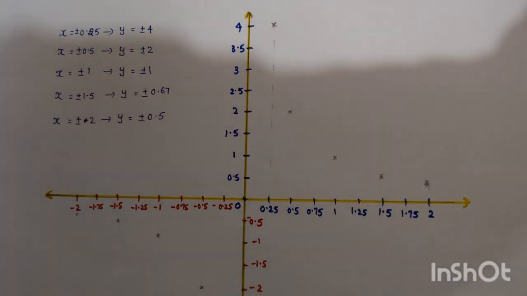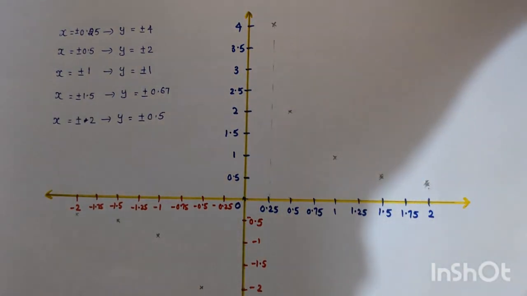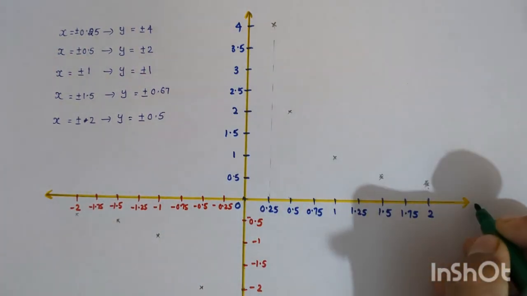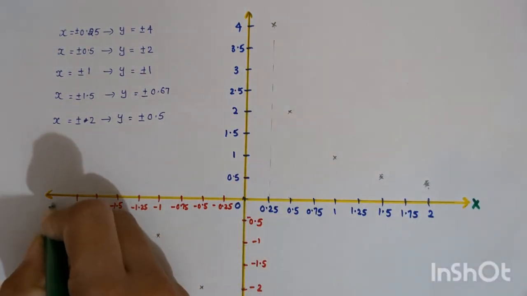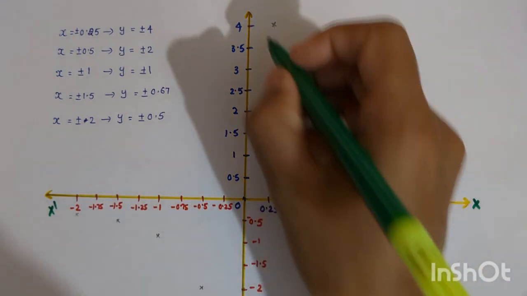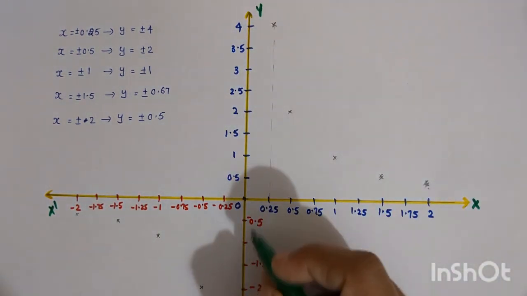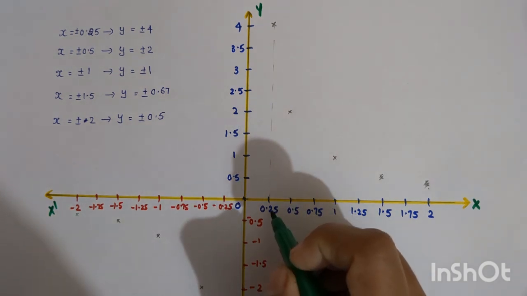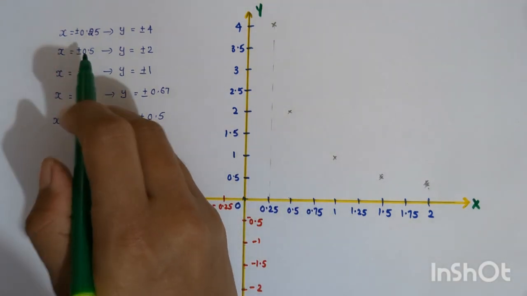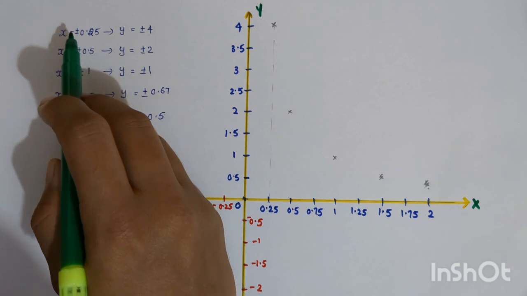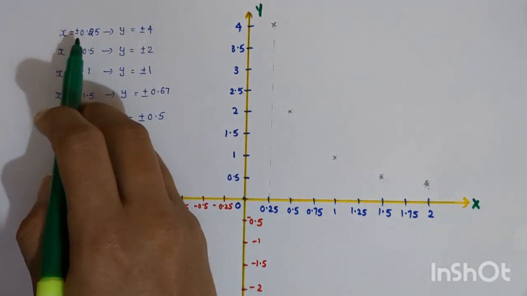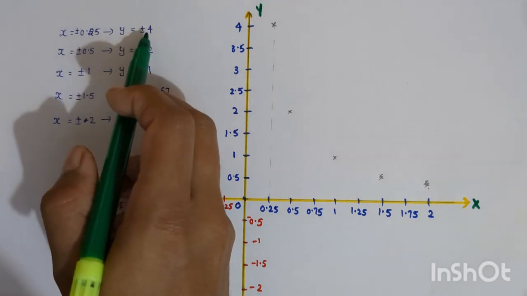Now let us draw the graph of this function. For that, here we have x values, here we have x dash, that is negative values of x. Here we have y values, and this is the y dash axis. Here you see, when x is equal to plus 0.25, y is equal to plus 4. When x is equal to minus 0.25, y is equal to minus 4, like that.